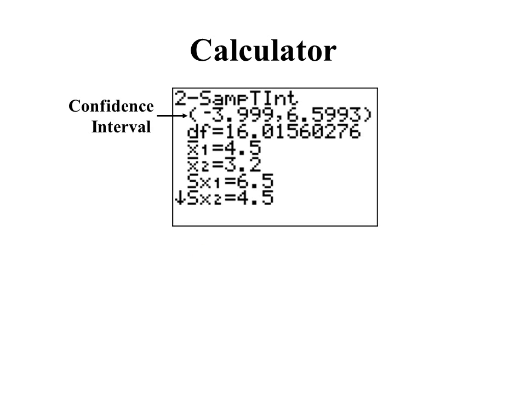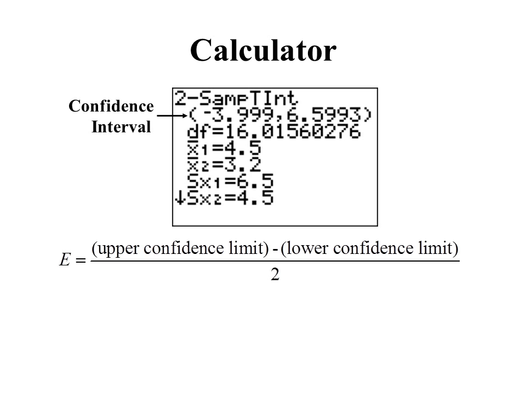And so as always, it does not explicitly give us the margin of error. We can easily calculate that by taking our upper limit minus the lower limit and dividing by 2. So that's all there is to calculating a 2-sample t-interval on the calculator.